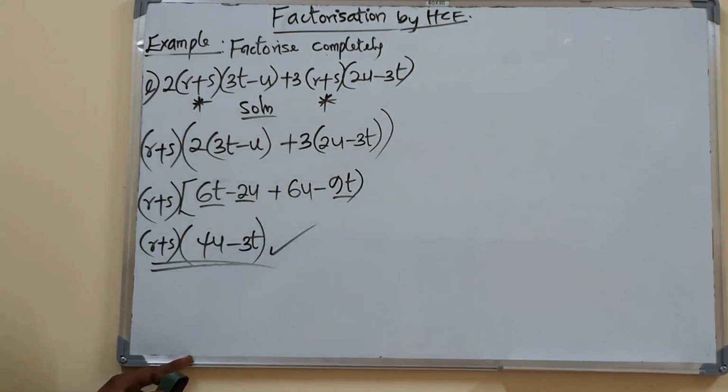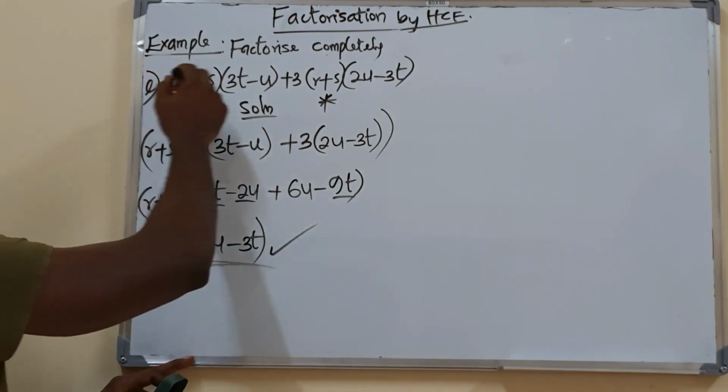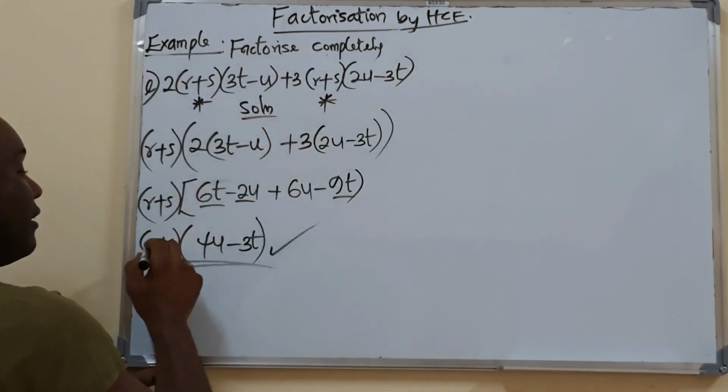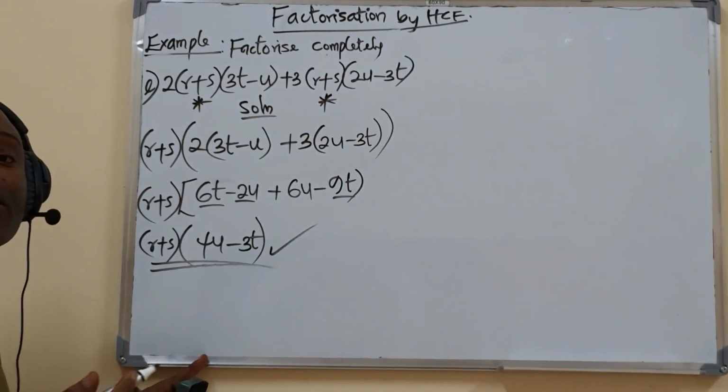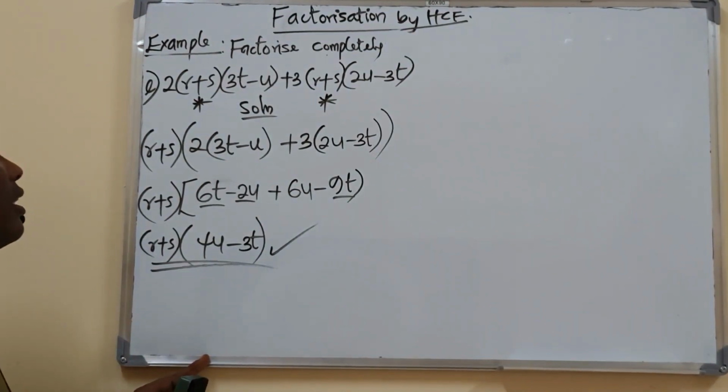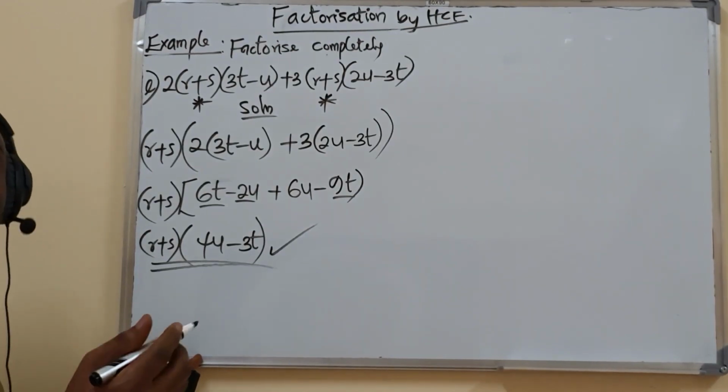We are done doing that. It is simplified already. It is factorized already. What this implies is that all that we have up here is further factorized into this small expression that you have down here. This is how it works when you apply the highest common factor method during a factorization problem. Let's go further into factorizing by grouping and see how that works.